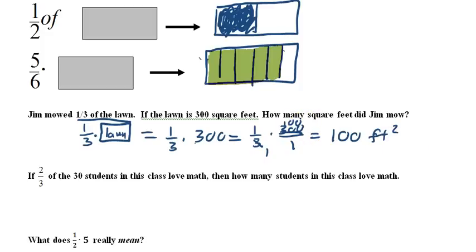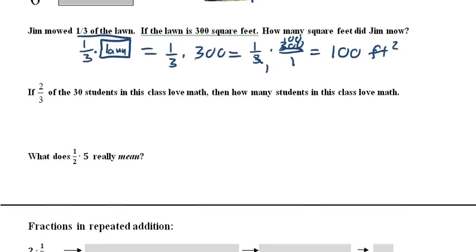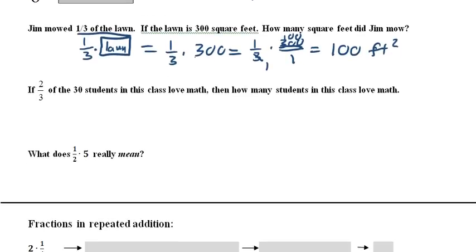Alright, so I want you to hit pause. Actually, let's just try it again. We'll do it together. If 2/3 of 30 students in this class love math, then how many students in this class love math? So it's 2/3 of some whole. What is that whole? Looking at the problem, let's read it again. It's 2/3 of the 30 students. So that is a multiplication. We want 2/3 of those 30 students.